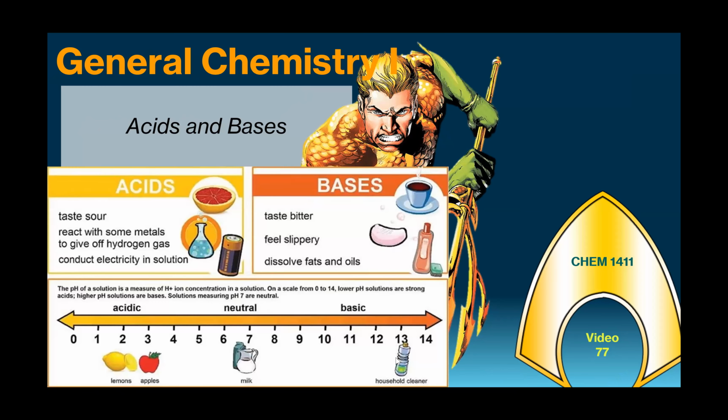There are some general ideas here. Acids tend to taste sour, while bases taste bitter. Bases feel slippery. Most soaps end up being bases. Bases will dissolve fats and oils, which makes sense for good soap products. Acids tend to react with metals to give off hydrogen gas most times, and they'll conduct electricity in solution. And we've talked about the pH scale and knowing approximately where things are. Things that are acidic have a low pH, and things that are basic have a high pH. So acids are down here, and bases are up here.